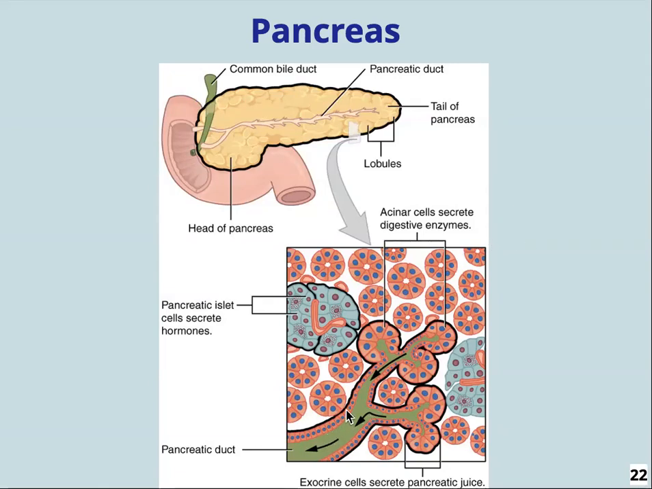So what secretes all these enzymes and alkaline juice, in other words the pancreatic juice, are two different types of cells. These are the acinar cells that secrete the digestive enzymes. And we also have the duct cells, which secrete most of the alkaline juice.